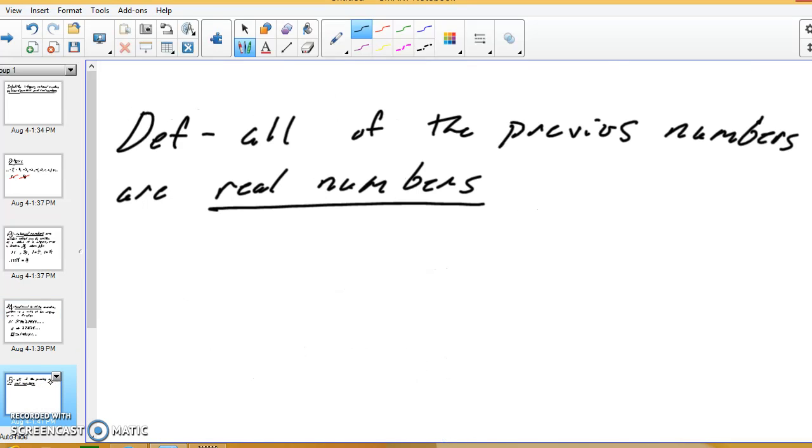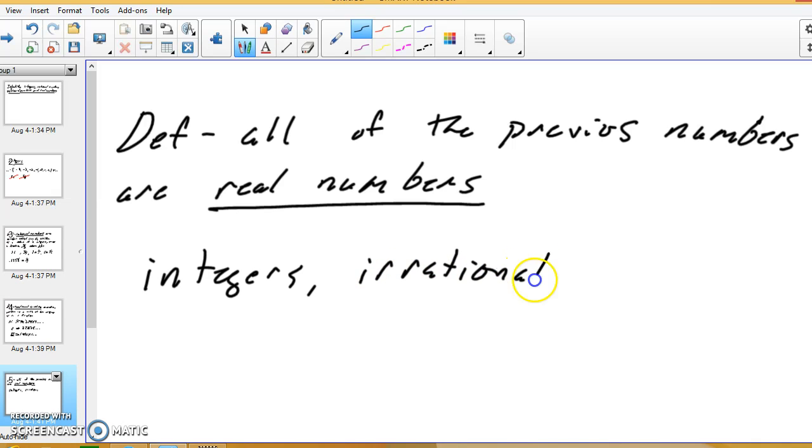And then the final concept that we have are real numbers. And the real numbers are just simply defined as every type of number that we've already mentioned. So this includes the integers. This includes irrational numbers. And this also includes the rational numbers.